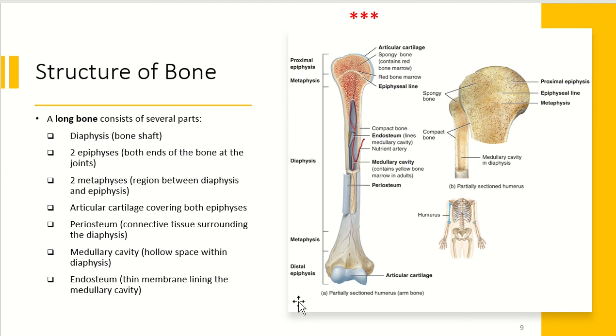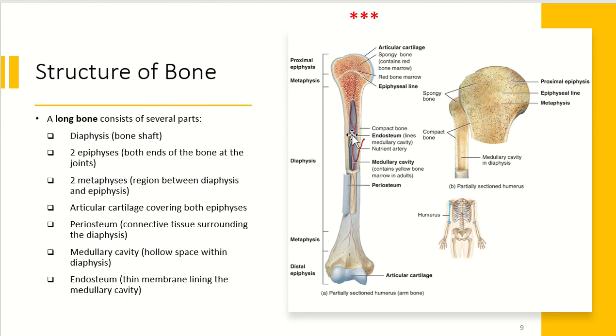Next, we have the articular cartilage that's going to cover both of those epiphyses. This is going to be cartilage that's going to help to protect those bones as they form joints with other bones. Then we have something called a periosteum, and this is going to be the connective tissue that's going to surround the diaphysis. So it wraps around the length of that bone, which you can see here. They've kind of peeled it back.